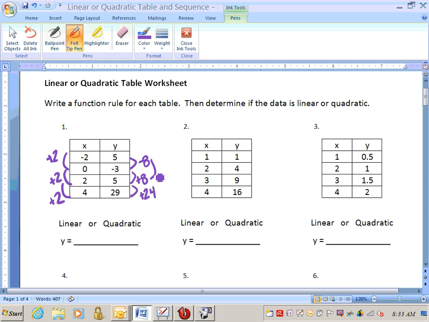Negative 8 to 8 and 8 to 24. So it is quadratic. And then let's go over how to get the equation. Are y'all ready? Okay, make sure you have your calculator out.